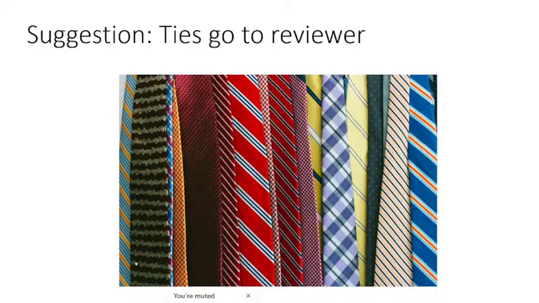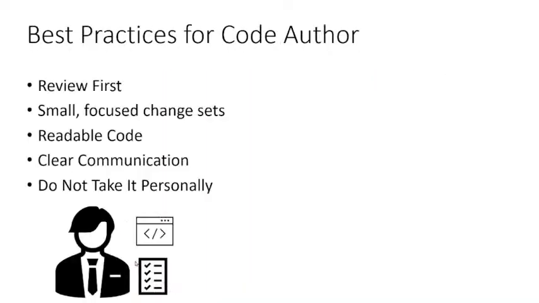That's just my opinion. All right, so this is summarizing the slides that I just went through, the code author improvements here. One, review your code first before you submit it in. Keep your change sets small, keep them focused. Create readable code, self-documented code. Communicate clearly in both your change list and in your responses to issues.